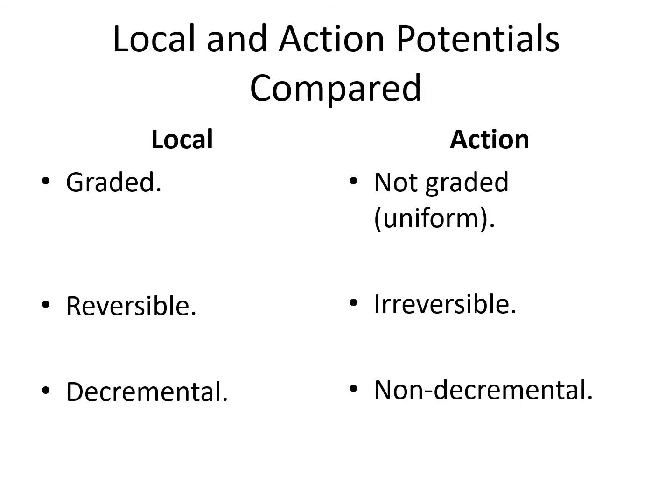So let's look at a comparison between local and action potentials. Here on the left side are the local potentials, and on the right side are action potentials. So remember, we use these descriptions for local potentials. They're graded. They can be different sizes. They're reversible. They can return back to normal. And they're decremental, meaning they get smaller as you go further away from the source. On the other hand, action potentials are not graded. They're all uniform. One action potential is the same as another. They're irreversible. Once you start an action potential, like lighting a fuse, you cannot stop it. It's all or none. And it's non-decremental, meaning that it does not get smaller as you get further away from the source. That's it. You can still propagate.